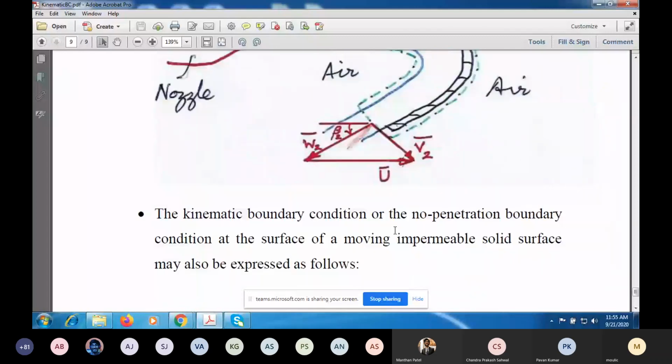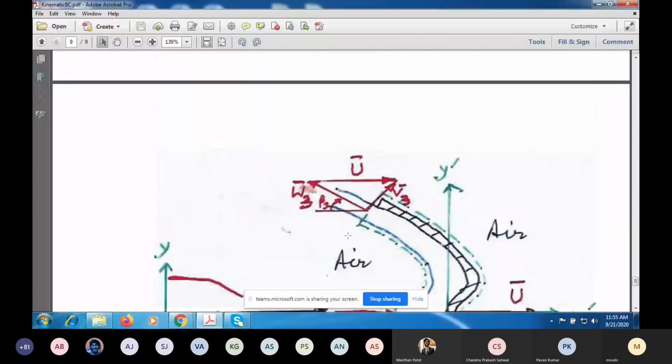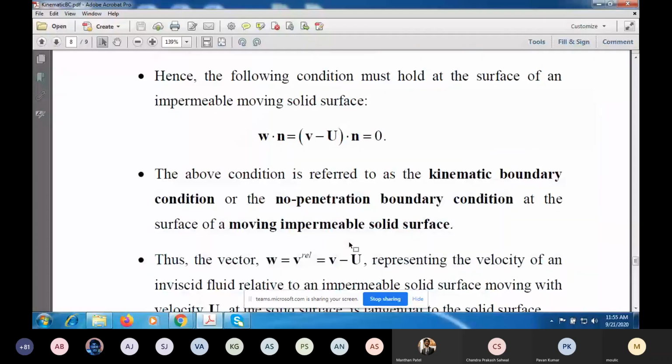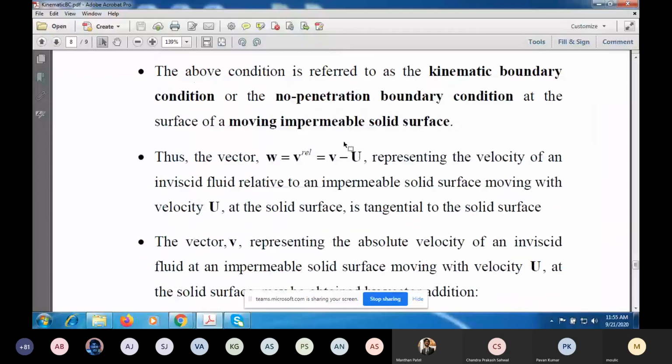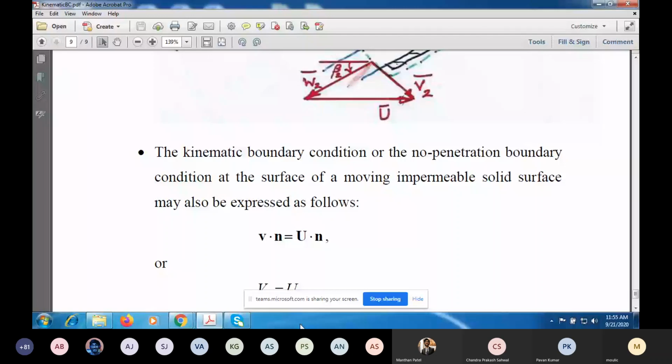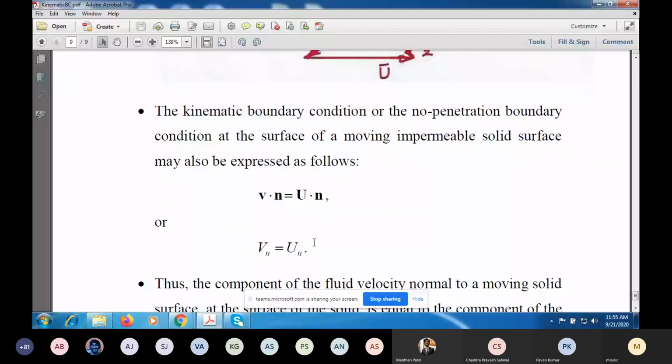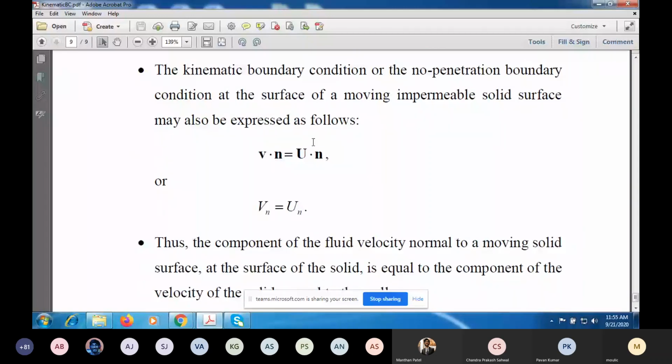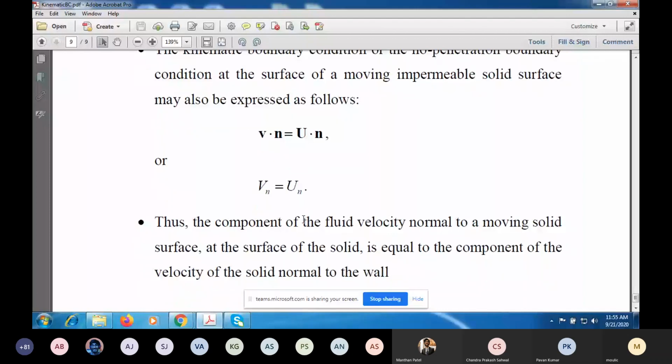So the kinematic boundary condition, if I go back to it, I can write as v dot n minus u dot n equal to 0. Or I can say that v dot n is u dot n. So the normal component of the fluid velocity and the normal component of the solid velocity will be the same. That is another way of stating this.